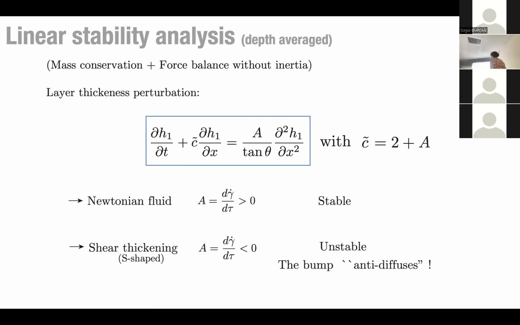But here, you have a shear thickening suspension. And if you're in the region where the rheogram is negatively sloped, you have a negative diffusion coefficient. And so the bump will anti-diffuse, and this is how we understand how it's amplified. All right.